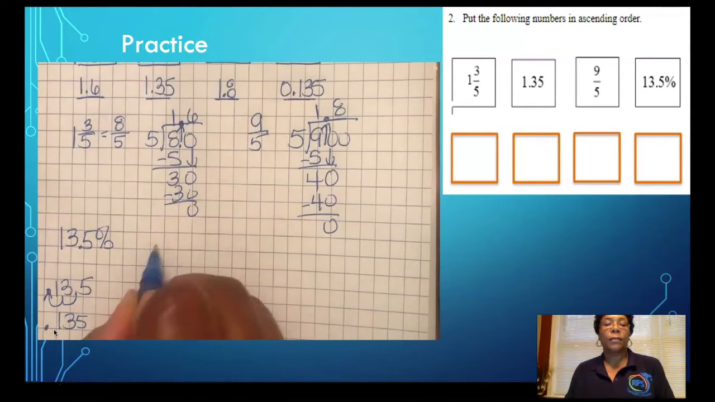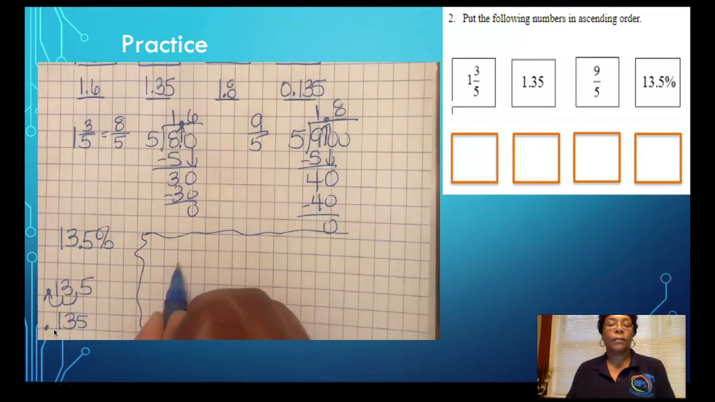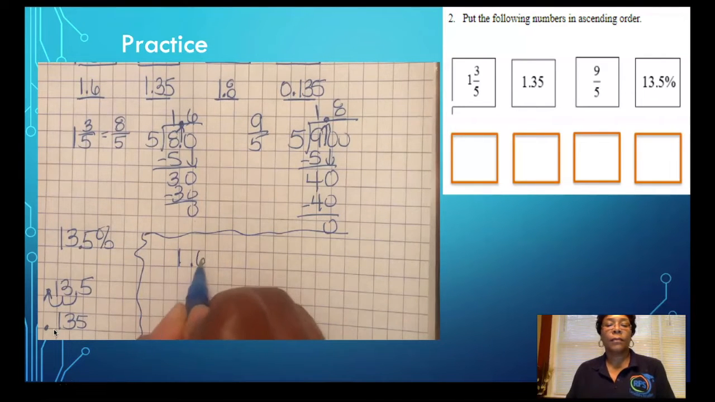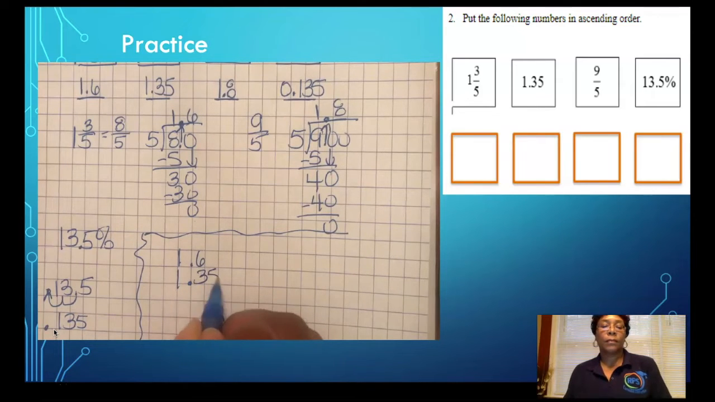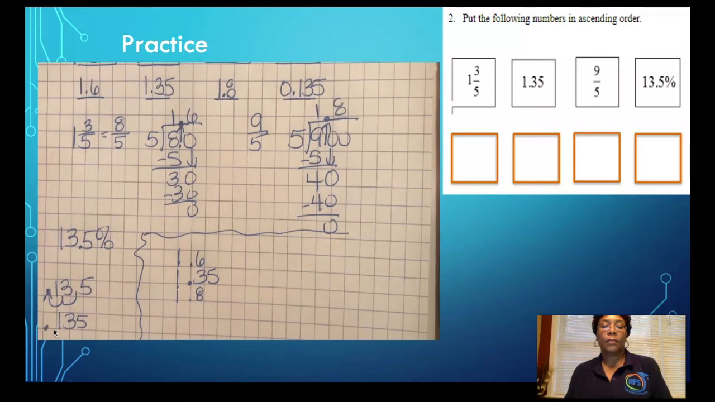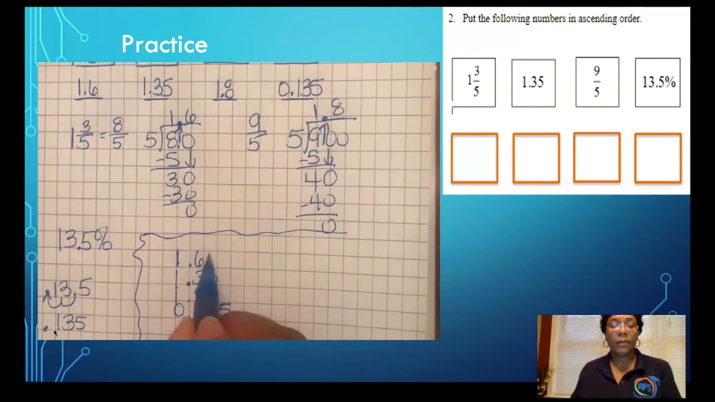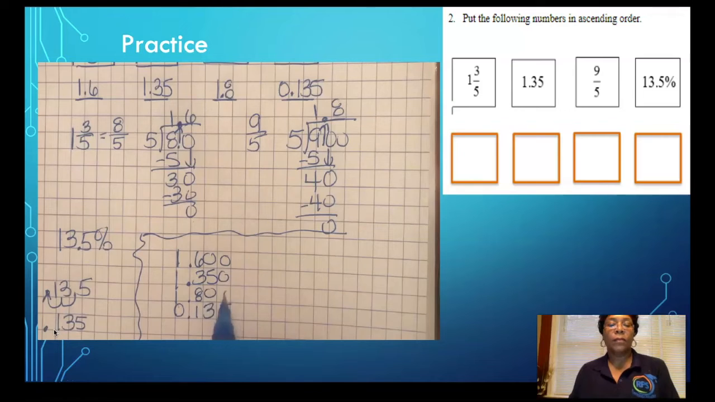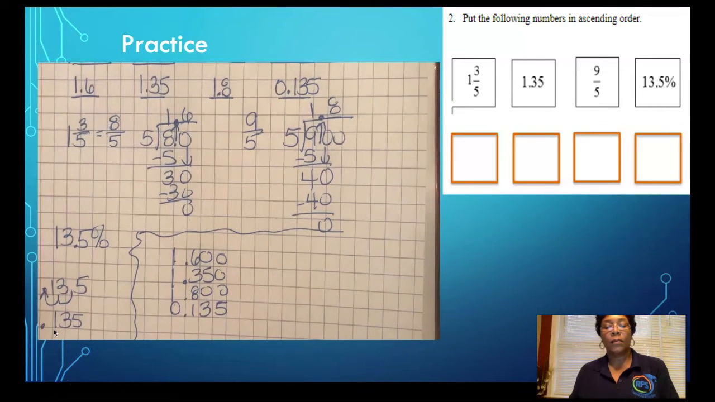So let's go ahead and fix it. So we have, let's place it here. Let's go to the line to keep something uniform. I have 1.6. And I'm trying to keep them in the box just to make it a little more uniform. 1.6, 1.3, 1.8, and we have 0.135. All these little extra spaces, we can just put zeros there to make sure they're all the same. That's just one of those lessons from previous years. And then we can determine which ones are the same.